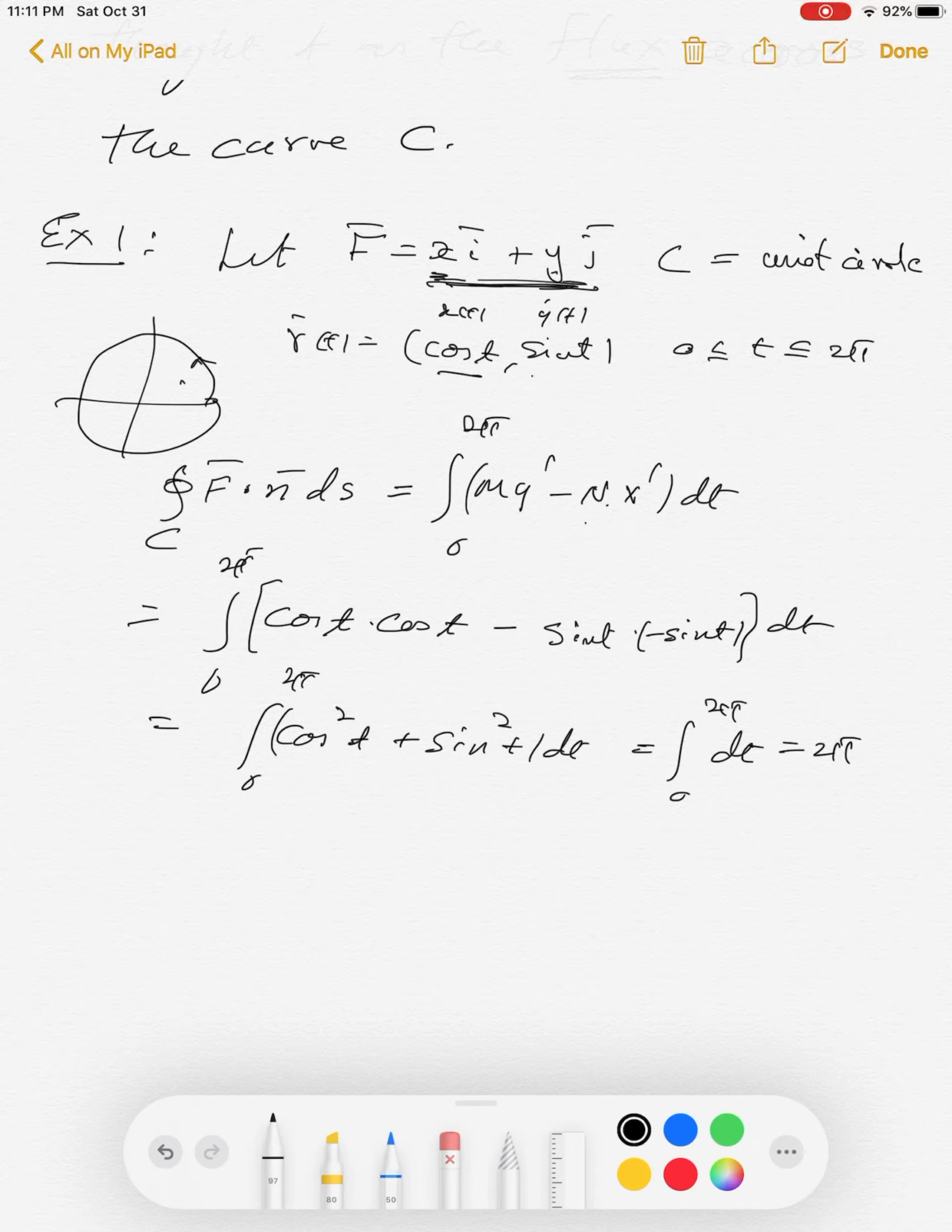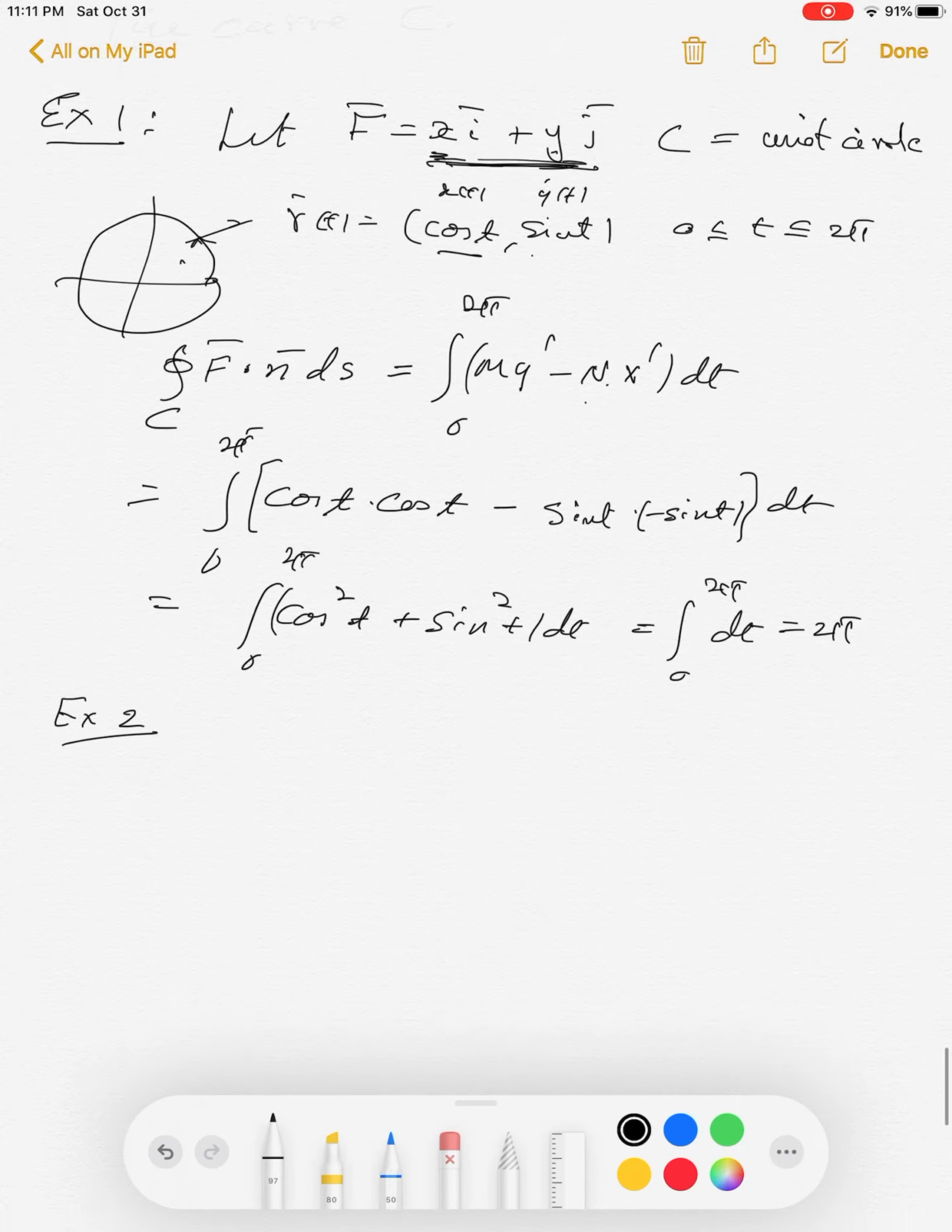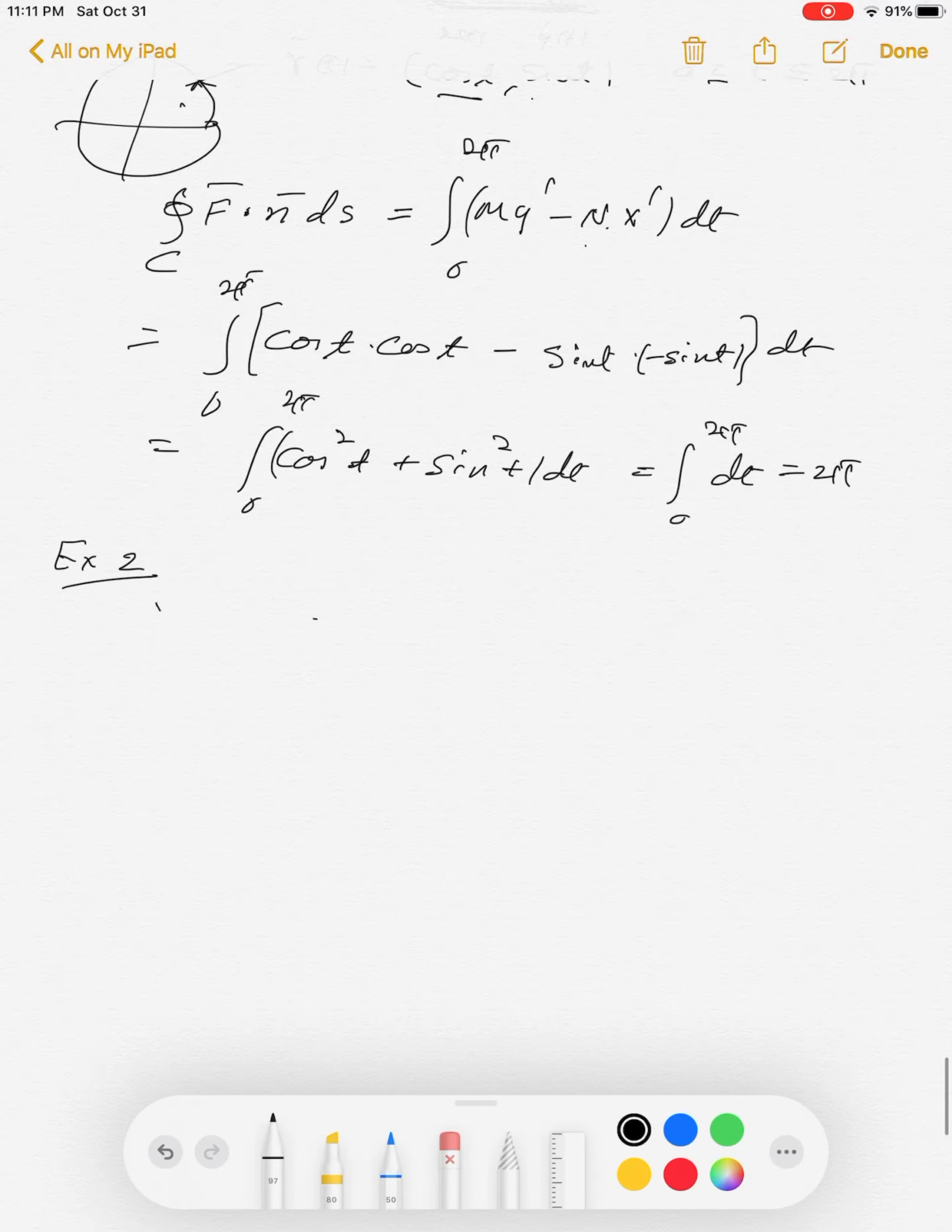So the flux flowing, when you think of this as a fluid, every point is being acted upon by this particular force in this direction at any point x, y, then this is the flux across this closed curve. All right, so that's example 1. Let's calculate also the flux in our second example.